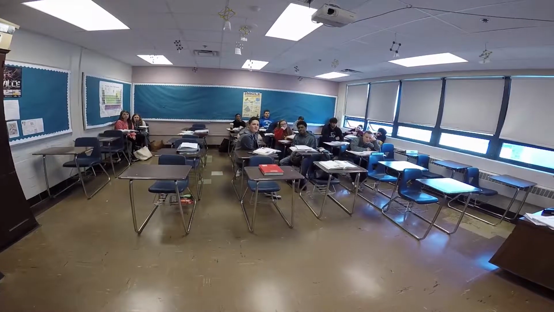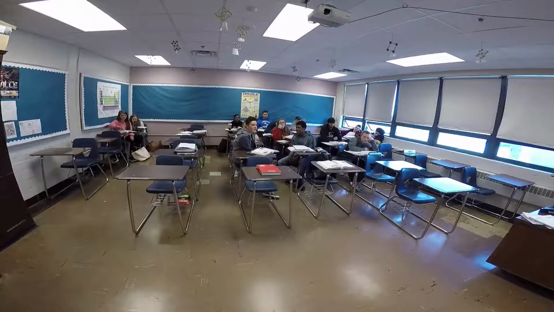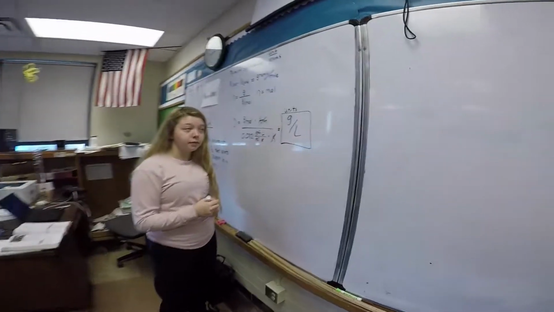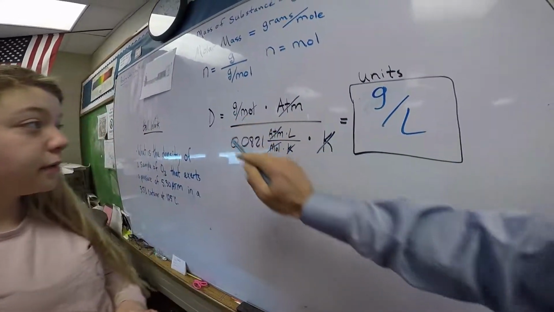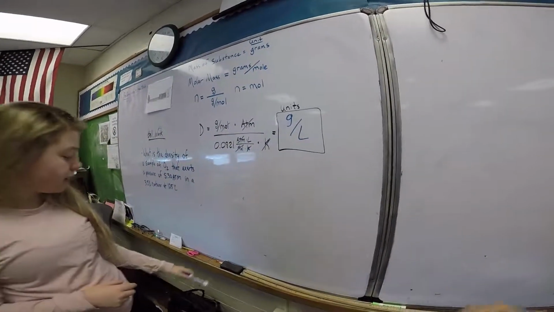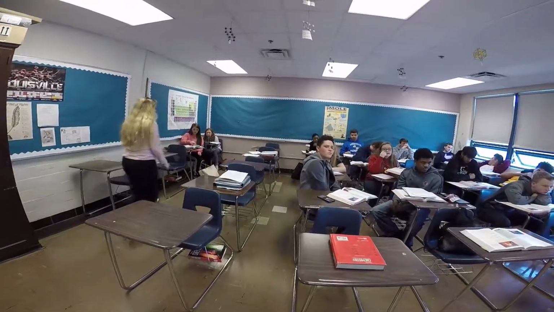Help her out. What'd you say the answer could be? G over L. You see you have the G, and then you have the L. Grams per liter, right. Mass over volume is density. So it goes back really to the beginning of the year when we did our little density lab, mass over volume.